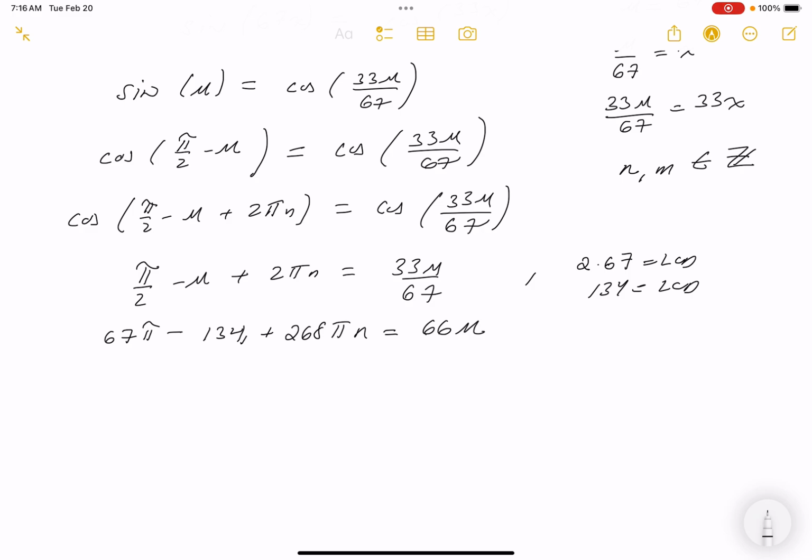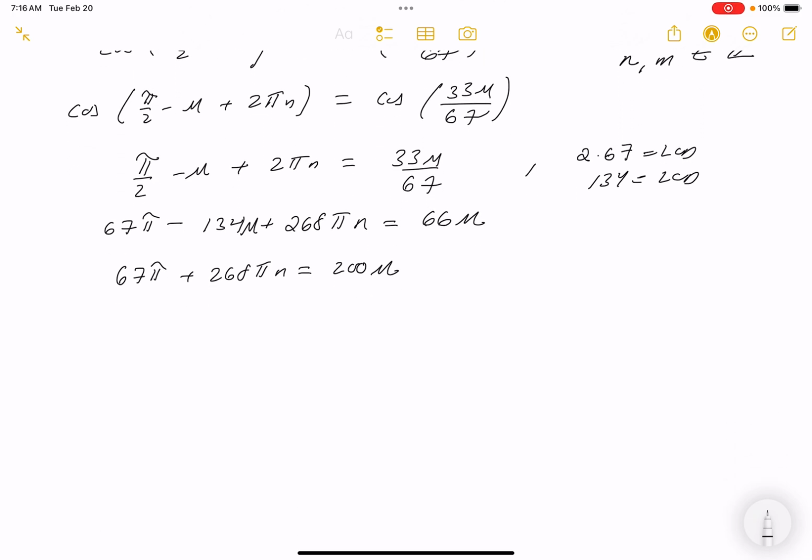Oh, you know what? I forgot to put the u here. Let's do that now. You get 67 pi plus 268 pi n equals, I'm going to add 134u to both sides. And that's going to be 200u now. All right, I'm going to divide both sides by 200. And I'm going to factor out a 67 this time. I should have just done that before, right? So 67, actually, let's figure out 67 pi. You can get 1 plus 4 pi n, and this is all over 200.